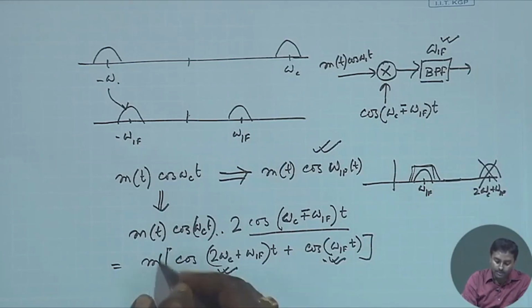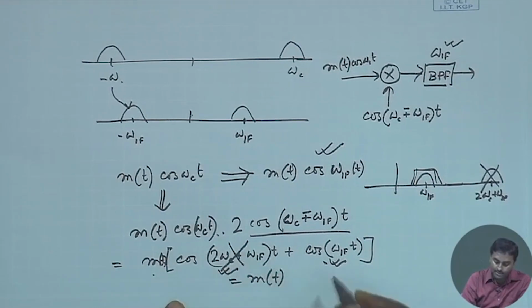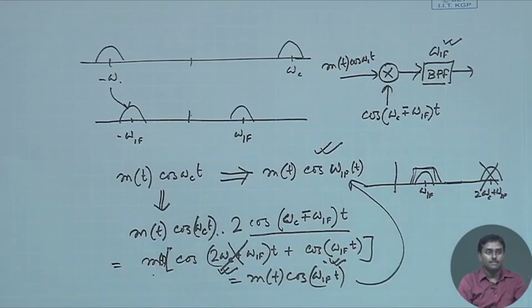So immediately what do I get? I get this m(t), so this term will be cancelled, and the leftover will be cos ω_IF t, which is my desired signal, right. So this particular methodology is called either a frequency mixer or a frequency converter, because we are not changing the message signal, we are just translating the carrier from a higher frequency to a desired lower frequency, which can be done.